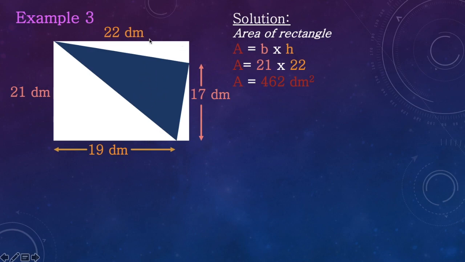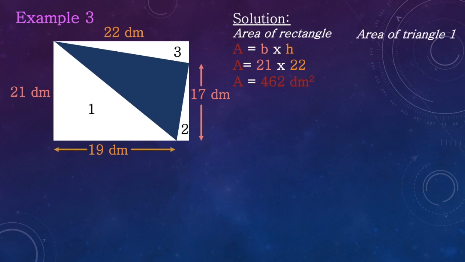Now, to find the area of this blue triangle, we're going to have to take the entire rectangle, which we have the area of, and cut each little piece out individually. So this piece here, cut it out of this total. This piece here, cut it out also, and this piece here, cut it out as well. So I've broken it down into triangle 1, triangle 2, and triangle 3. Let's start with triangle 1.